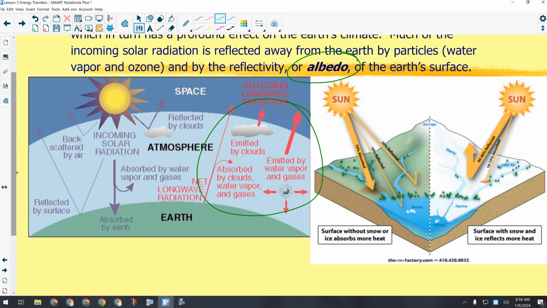So which color has the highest albedo? White or black? White. Right. White has the highest albedo because it is the most reflective color. Black absorbs everything. Think of a black hole. What comes out of a black hole? Nothing, because black absorbs everything. A black hole literally absorbs everything. Not even light can escape it.